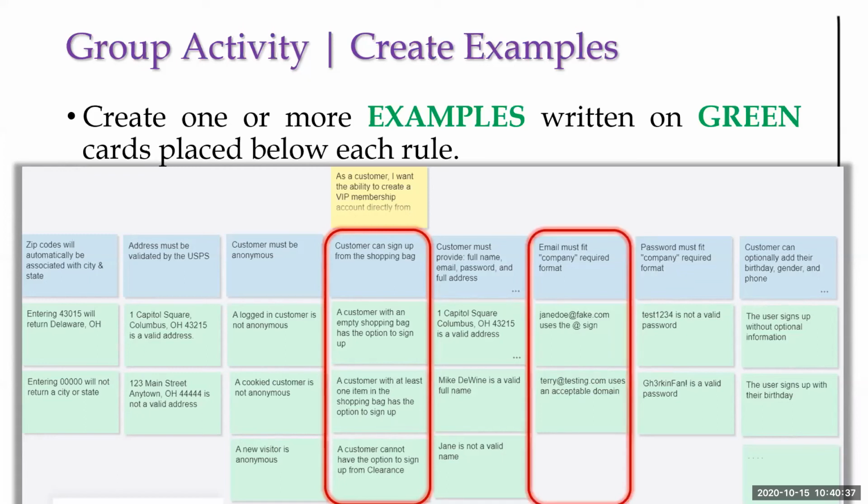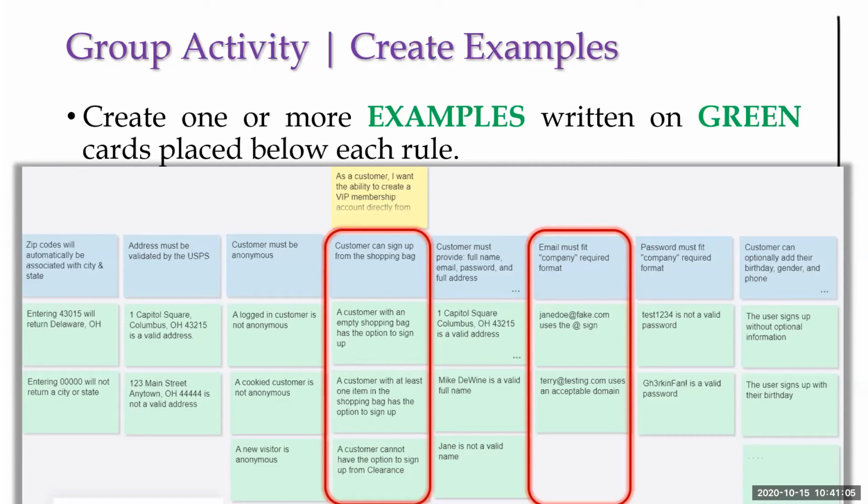Similar with the email must fit company required format. One of the habits that people will fall into when doing an example map is to try to come up with as many examples as possible and be all encompassing. That's not the intent of example map. It's about establishing a shared understanding. So you just need to have enough examples to be representative of that rule and not include every single edge case. Again, this is not the end all be all of testing.